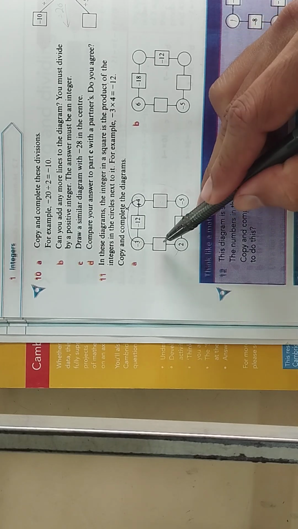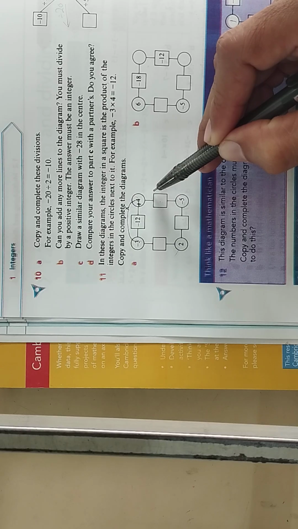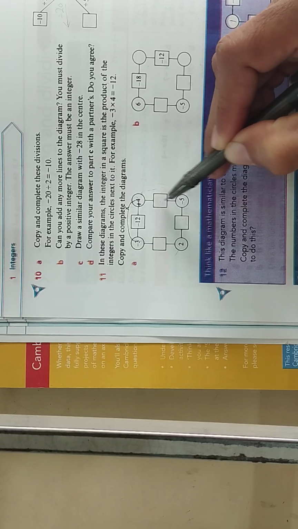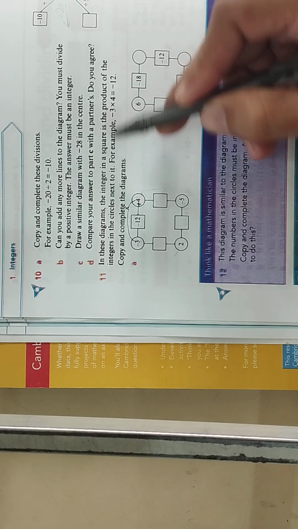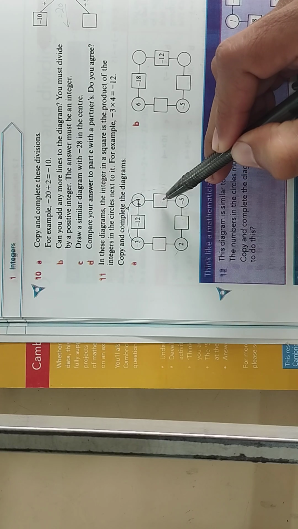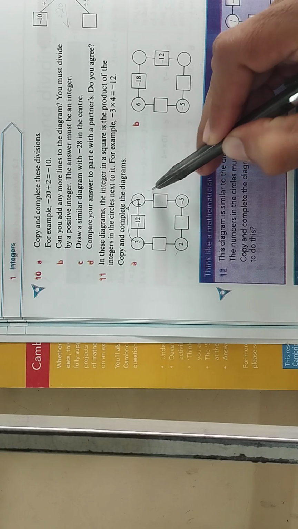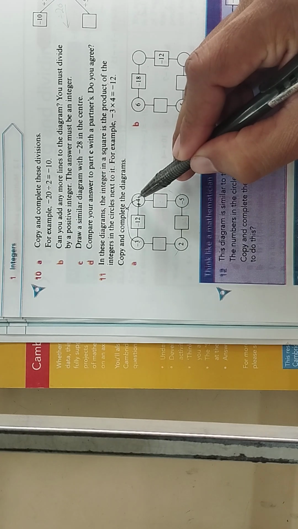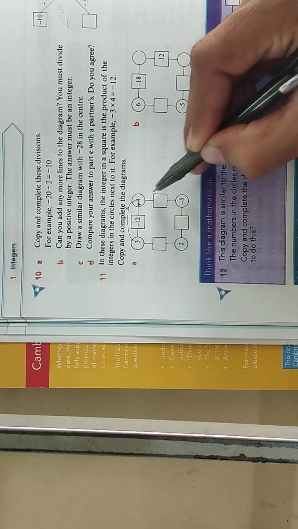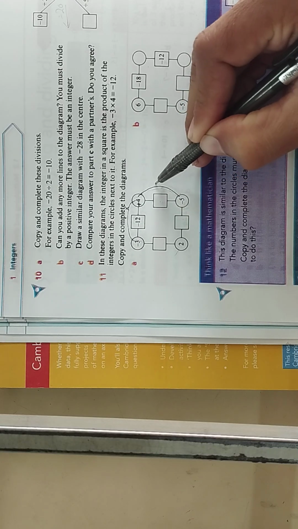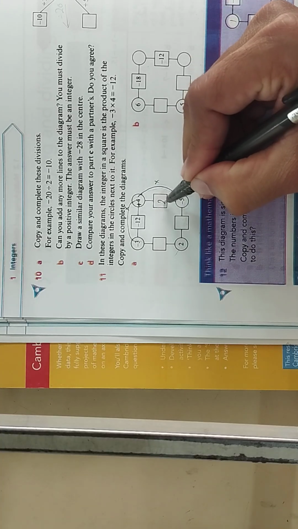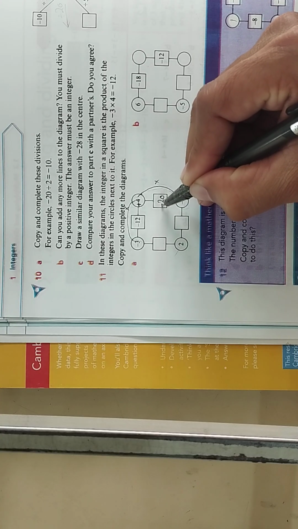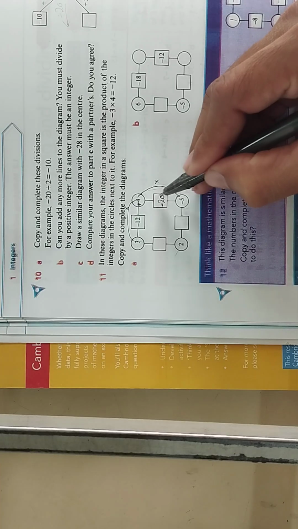Now let's find the missing numbers. How to find this one? By multiplying these two circles which are connected to this square. This is the method which is given in the statement, that to find the missing number of the square, multiply the numbers of the circles. Now let's find this one. 4 multiply by 5 is 20, and plus multiply minus is minus. So this missing number is minus 20.